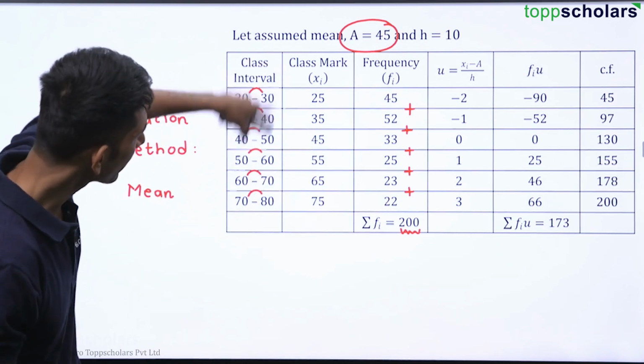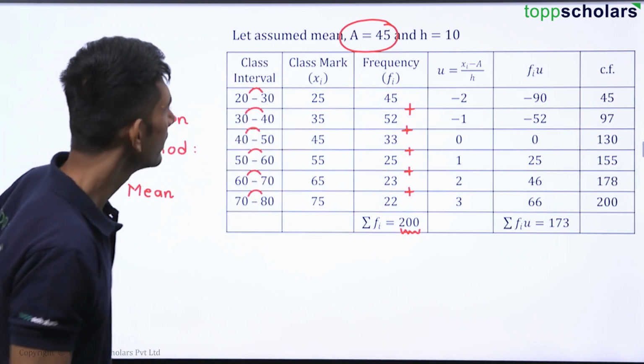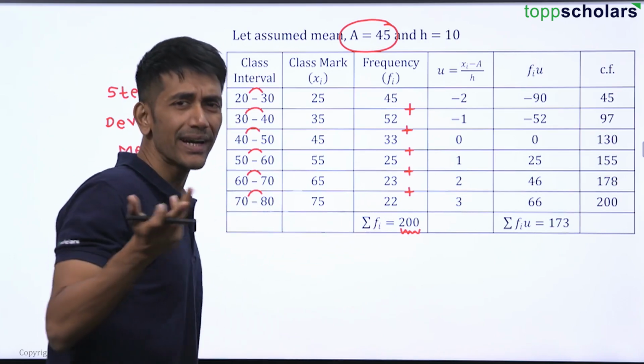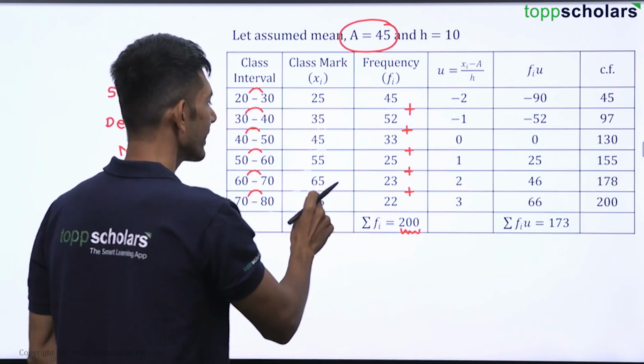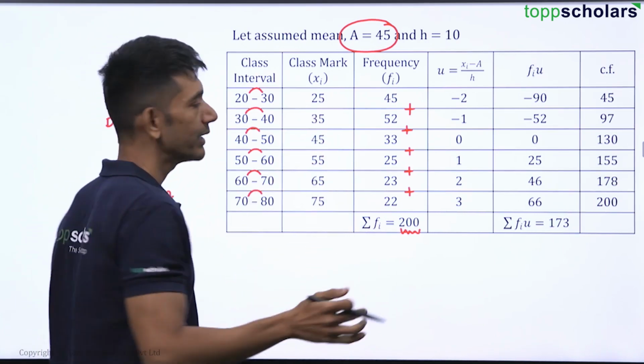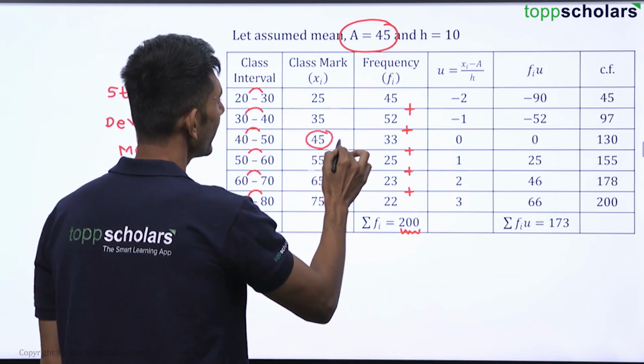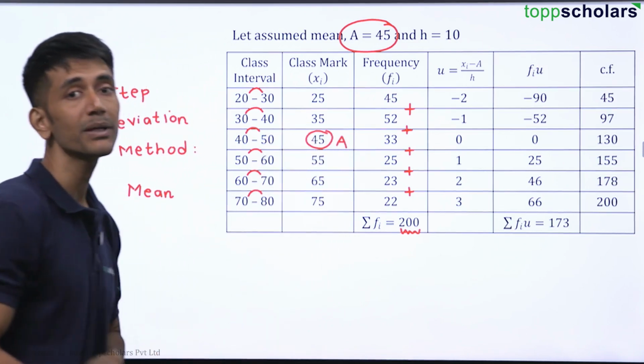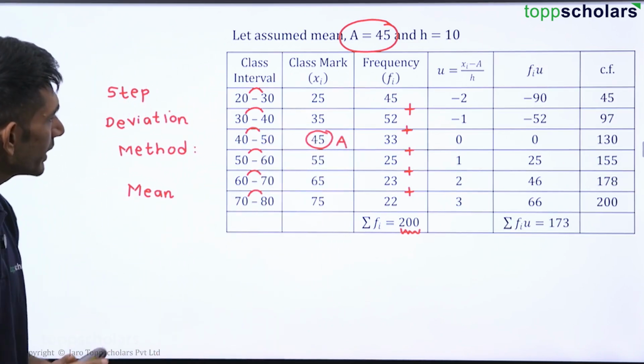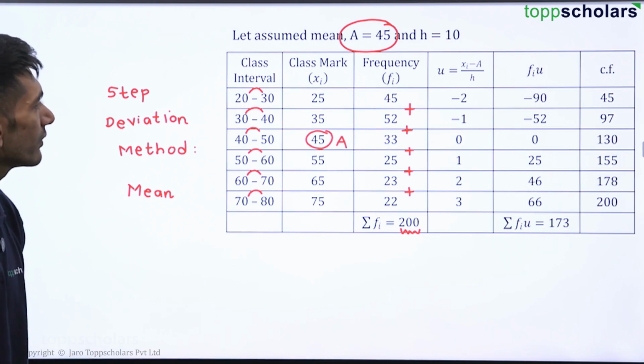So from the class mark, we assume the mean. Any value you can take. You can take 25 also, you can take 75 also, but ideally take the middle value. The middle value is 45, so I am taking 45 as my A. This is my assumed mean. What is my assumed mean? My assumed mean is 45.